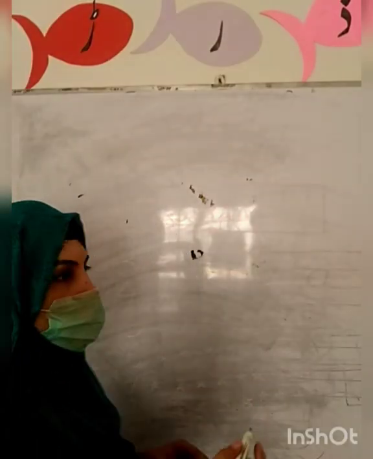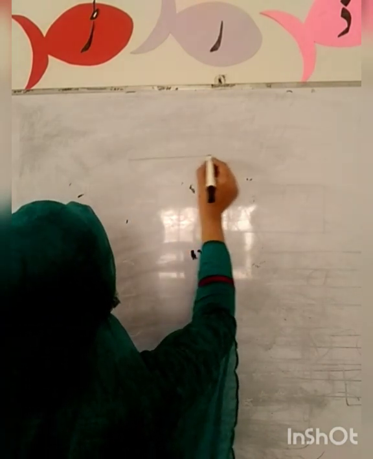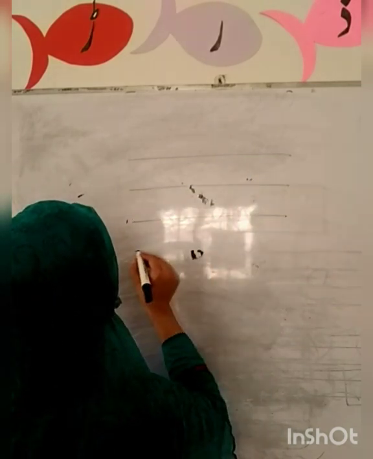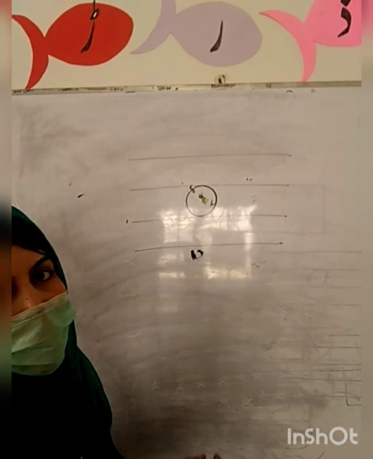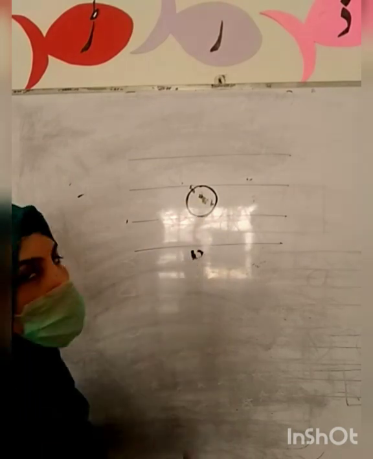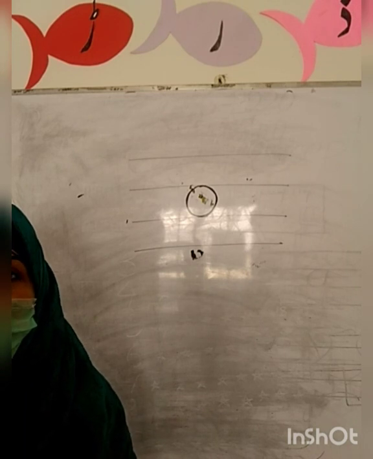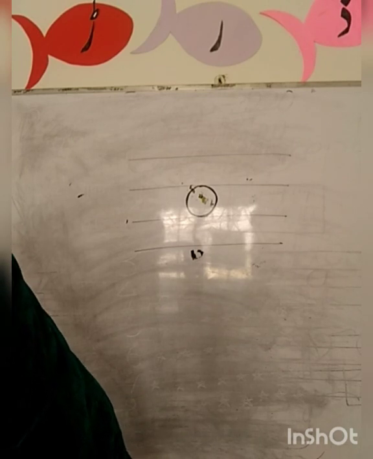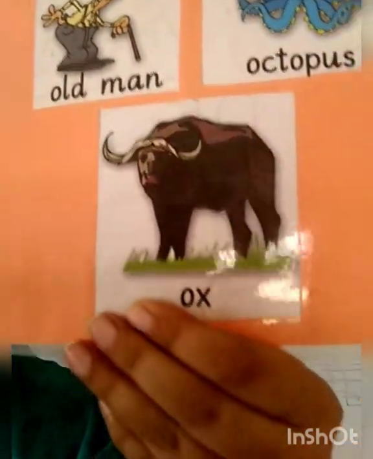Okay, our sound is O. O, round and round. O, start from there. Go down, down. Hold your pencil tightly. O, our sound is O. Alright, our sound is O. O, on. O, off. O, old man. O, octopus. And O, ox.